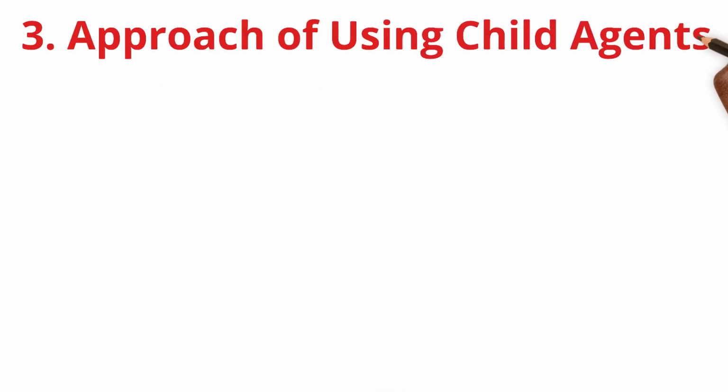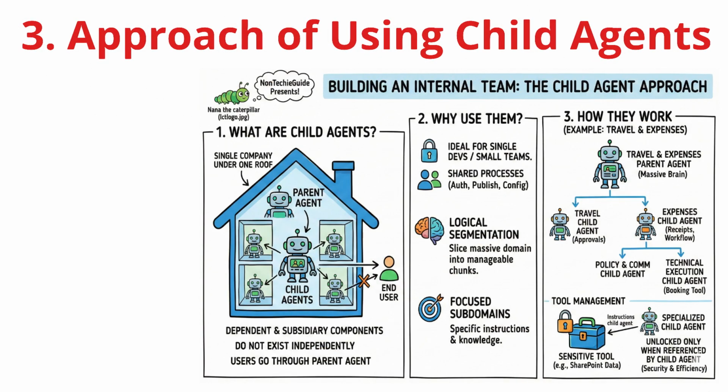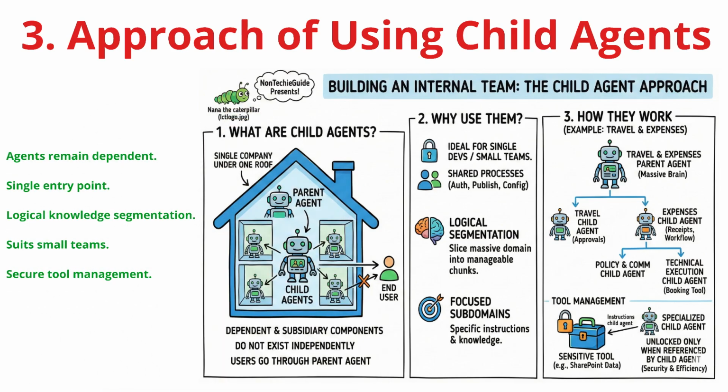Welcome to the child agent approach for building internal AI teams. Look at the first panel. Think of this structure like a single company all under one roof. Child agents are dependent components that live entirely inside the parent agent. They don't exist independently, so end users must always go through the parent agent first. Why use this setup? The middle panel explains that it's ideal for small teams because the agents share crucial processes like authentication and publishing. It allows for logical segmentation, slicing a massive knowledge domain into manageable, highly focused subdomains.